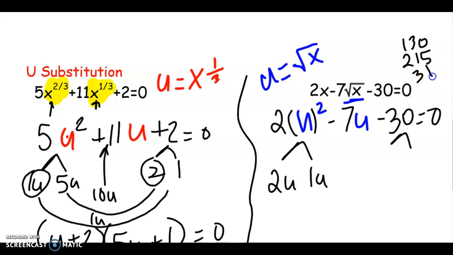No. 3 and 10? No. 5 and 6? Yes. Okay, so 6 and 5. So that gives me 6 U's. Dang it. Nope, that wasn't right.